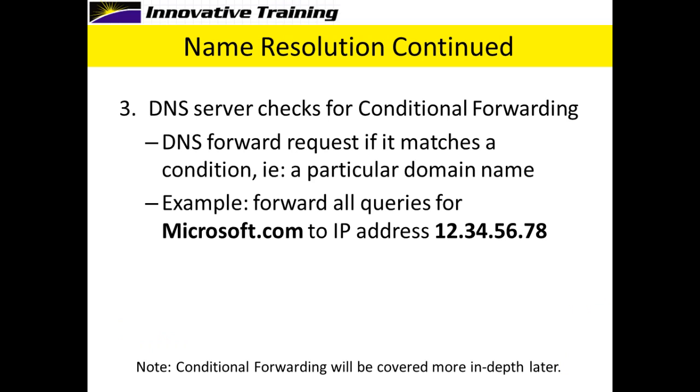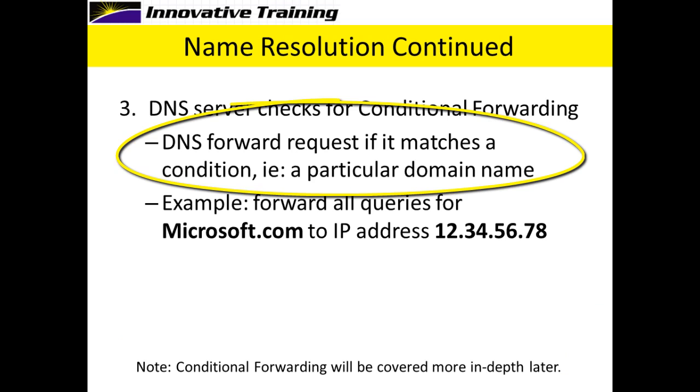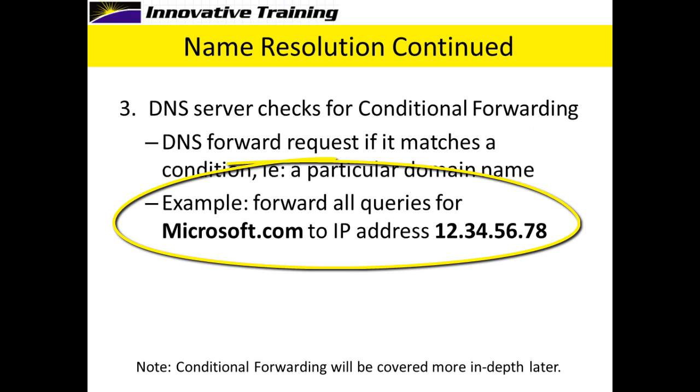And this is just what it sounds like. The DNS server is going to forward that request if it matches a condition. And the condition would be a particular domain name. For example, I find out that 30% of my traffic is with Microsoft. Instead of resolving all those Microsoft requests, I could say if the query comes in for Microsoft.com, forward it to the particular IP address for the DNS server at Microsoft. So again, conditional forwarding, I'm forwarding based on a condition.